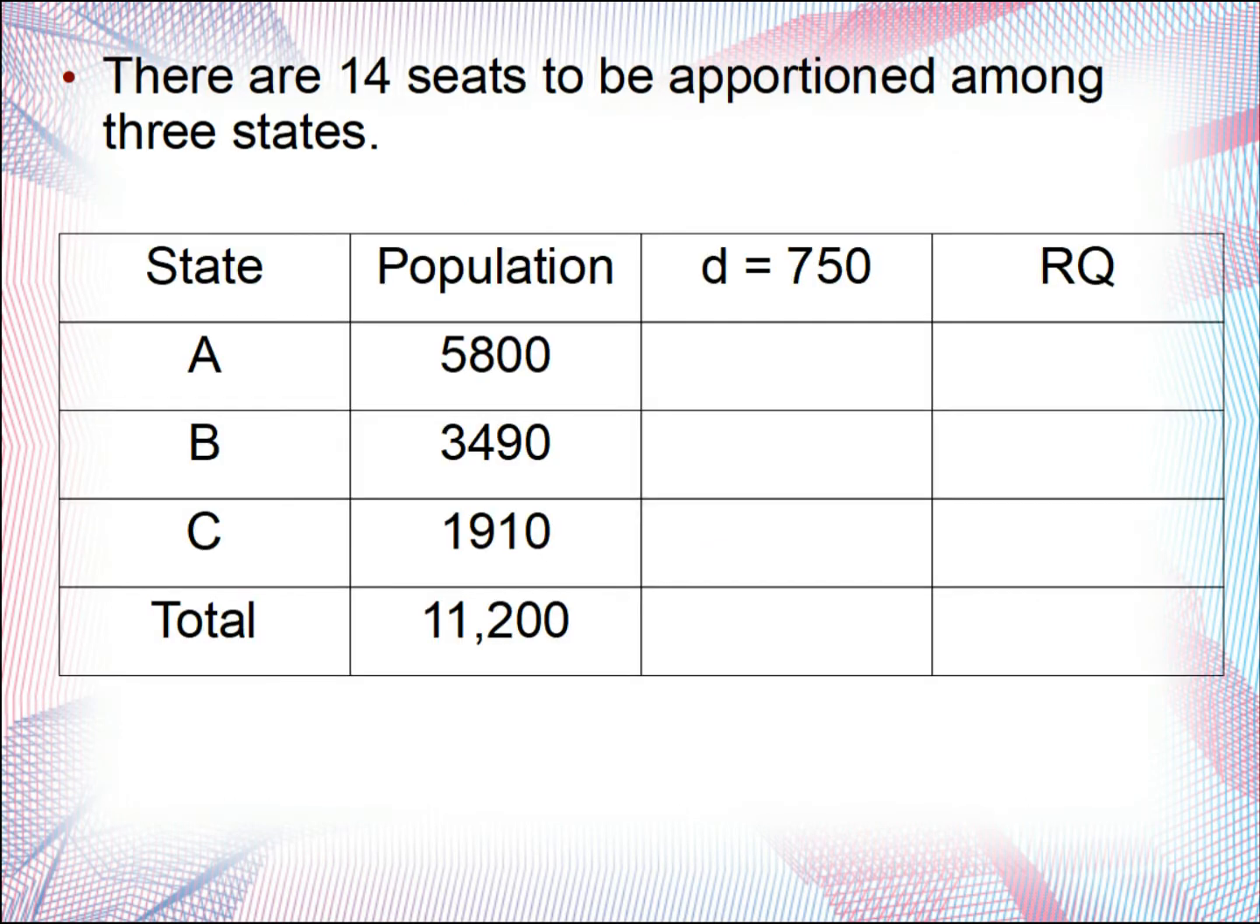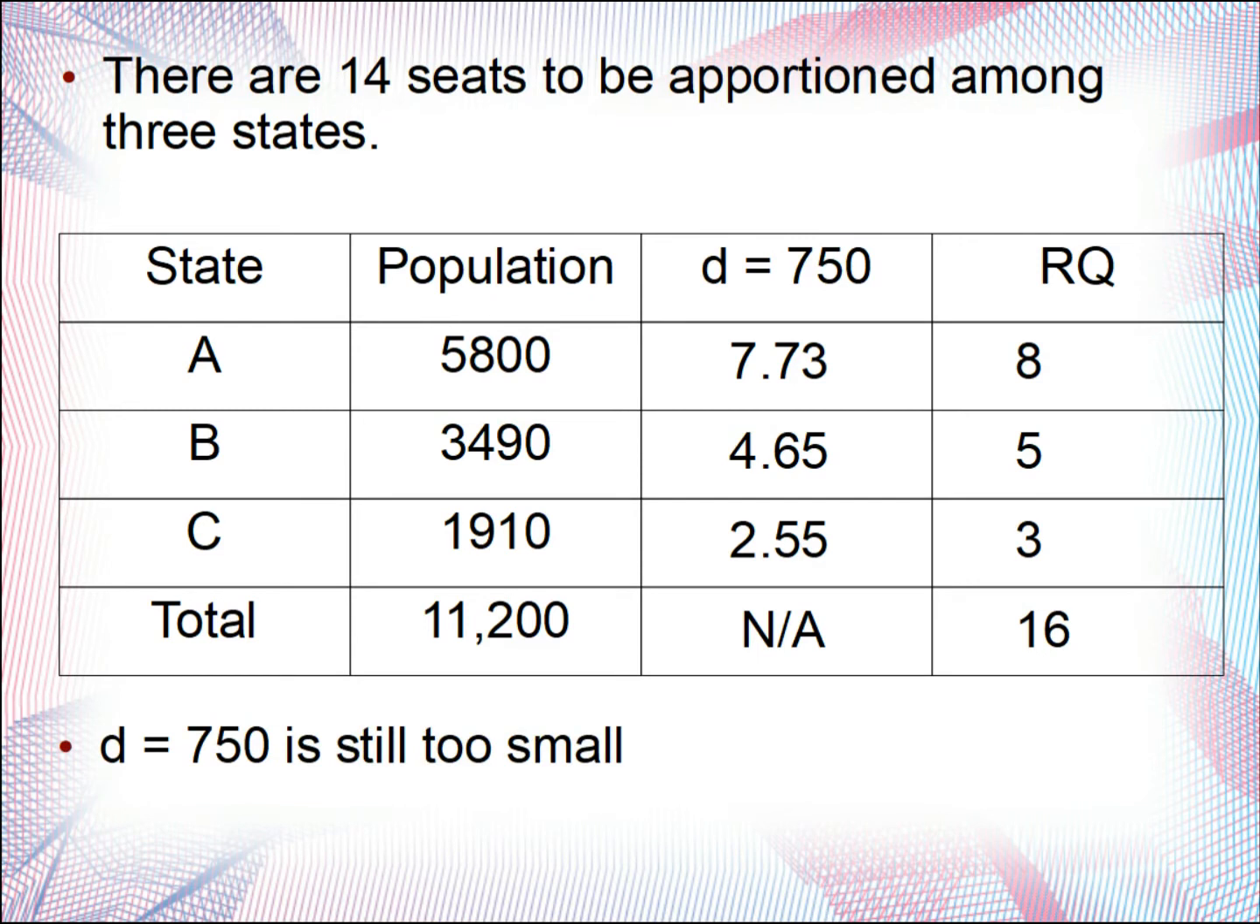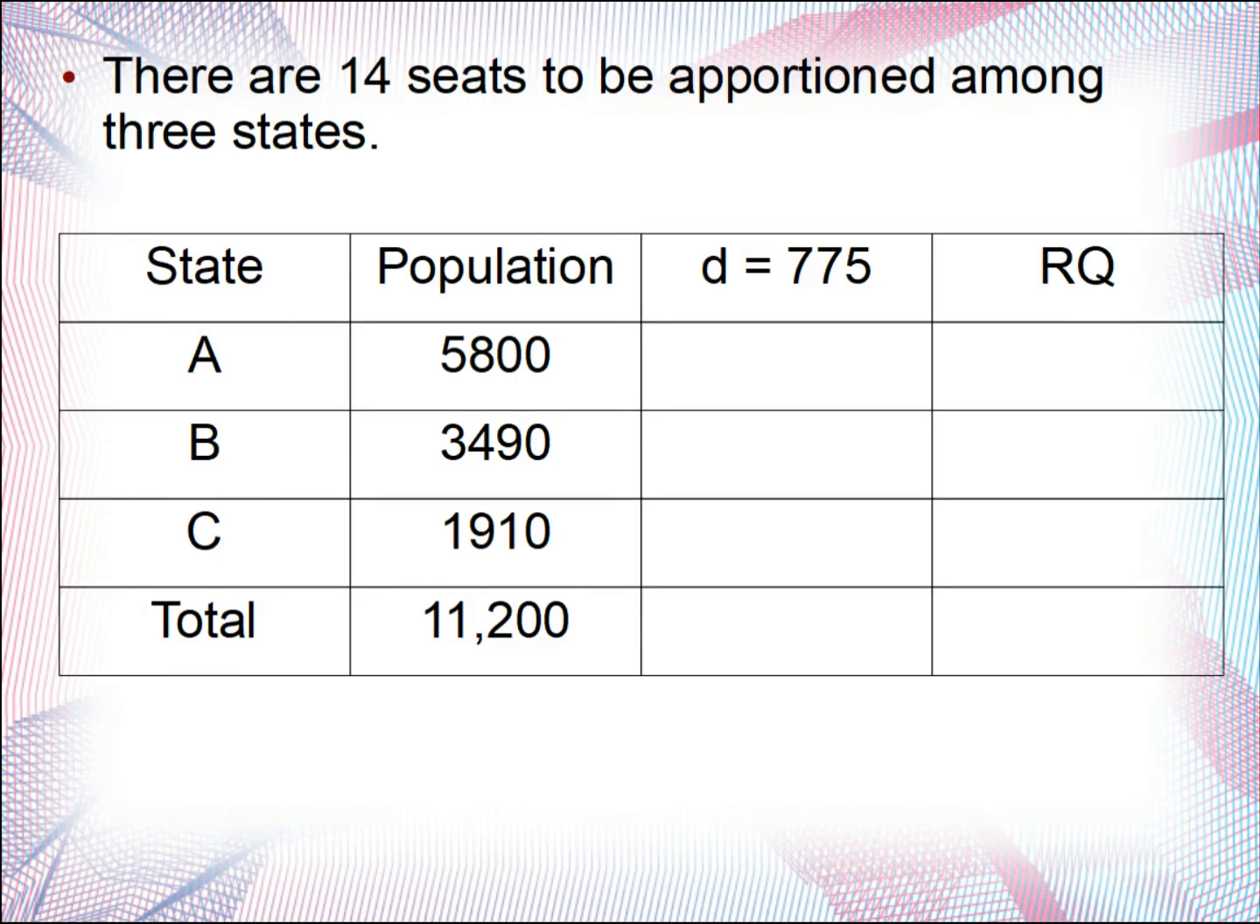So let's try 750. So same deal, take the population divided by 750 and round it to the nearest whole number. So here we go. For state A, 7.73, that rounds to 8. For state B, we get 4.65, that rounds to 5. And for state C, we get 2.55, that rounds to 3. This still totals up to 16, which is still too much, so 750 is too small. So 800 is too big, 750 is too small, so let's try 775.